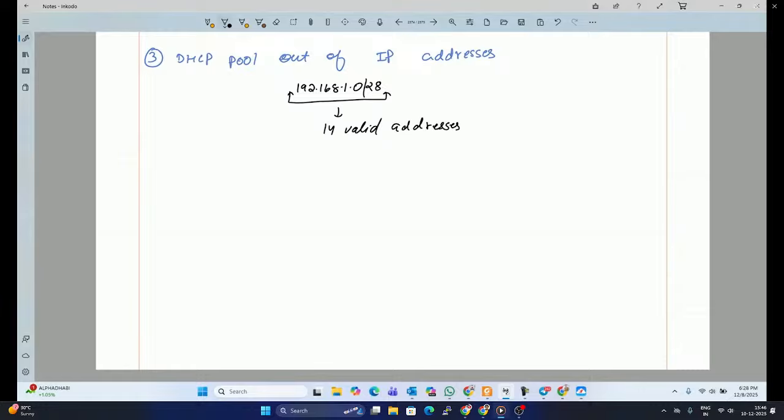A DHCP server has a limited number of IP addresses to offer. So it is very critical for us to make sure that the DHCP pool is configured properly and has enough IP addresses assigned to the users. Otherwise, we'll be running out of IP addresses. Or sometimes we might be attacked by someone, right?